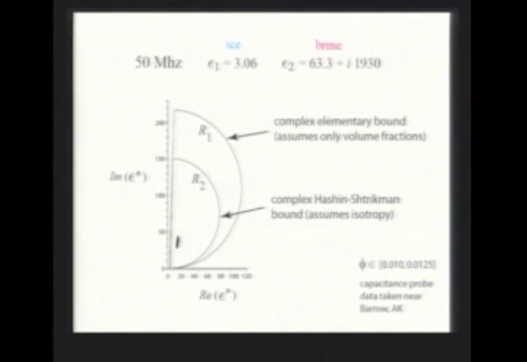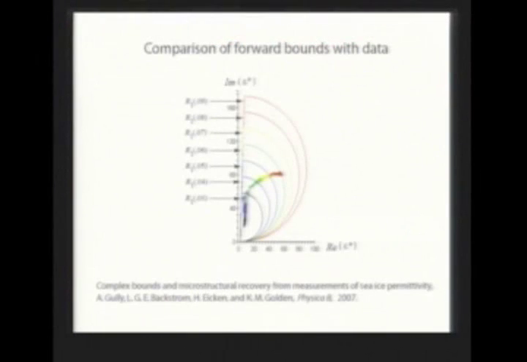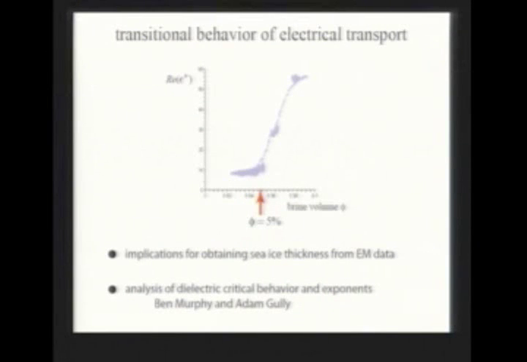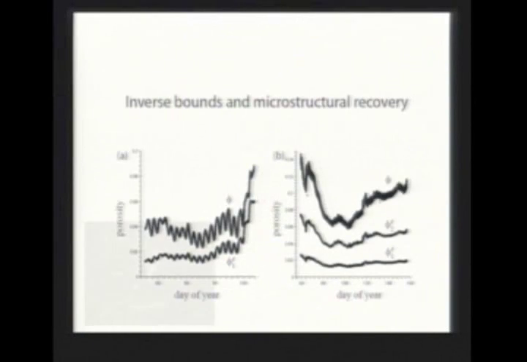This is just the simpler ones, where you have assumed only the volume fractions, and then you further assume isotropy. This is some comparison with some data that was taken in the Arctic. This kink in the data, that's about 5%. This was the first evidence we started to see of a percolation transition in the electrical properties. And we've actually followed that up much more. We have a lot more plans in that direction.